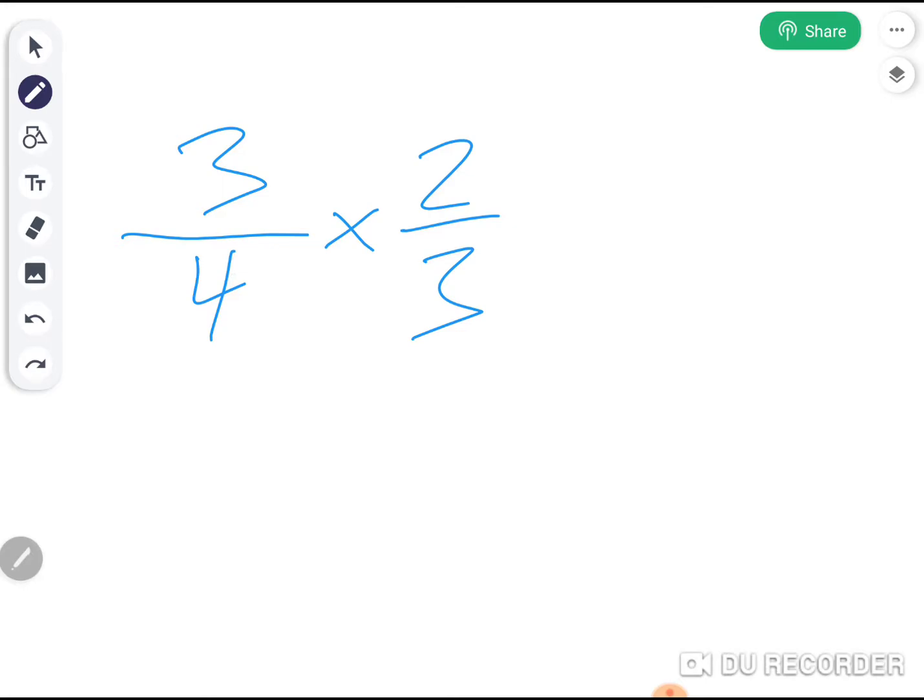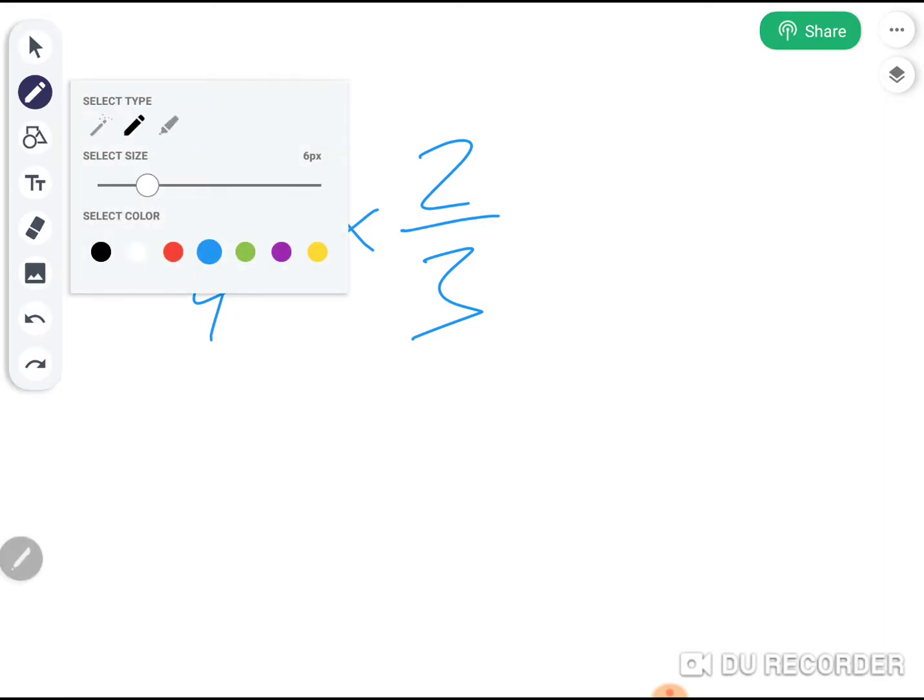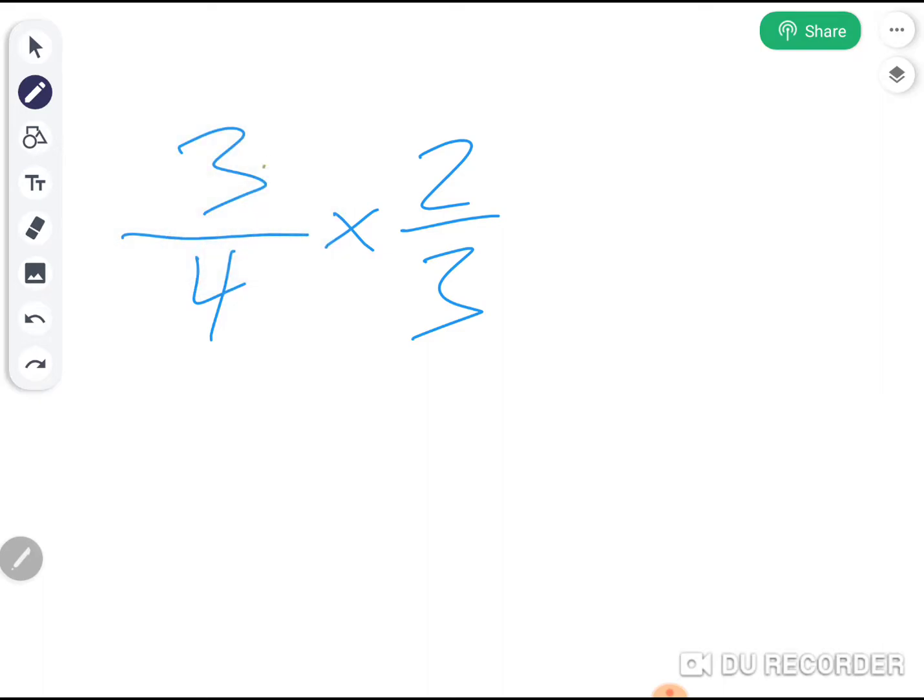So we can go ahead and look and see if any single numerator has a common factor with any single denominator. And as I'm looking at this, I can see that 3 and 3 obviously have the same factors, and I can divide those both by 3. So I can do 3 divided by 3, which is 1, and I can do 3 divided by 3, which is 1.